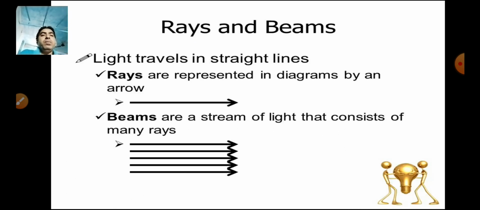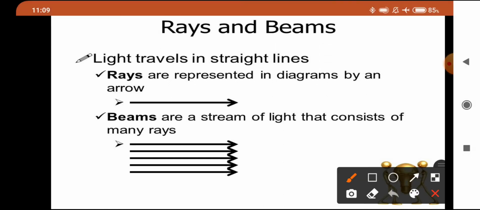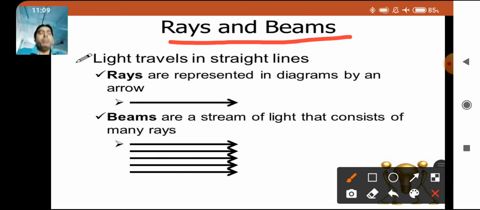In the previous chapter, we have read about transparent, translucent, opaque objects, luminous and non-luminous objects with their examples. Now we are going to discuss rays and beams. First of all, we are discussing the propagation of light. It's rectilinear. Rectilinear motion of light can be represented by a beam or rays.